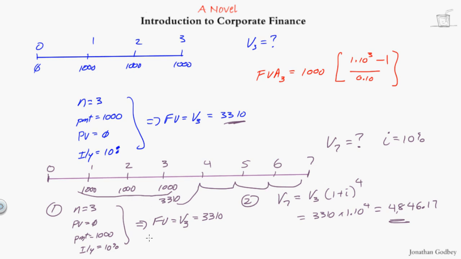Right, so last thing here, you don't care which one of these payments you get. You don't care if you get the 3 payments of $1,000, the $3,310 in year 3, or the $4,846.17. What we're trying to do with all of this is see that I'm indifferent between receiving these different cash flows. The value of those payments to me at year 3 is $3,310. At year 7 is $4,846.17. Alright, that's it for future value annuity.